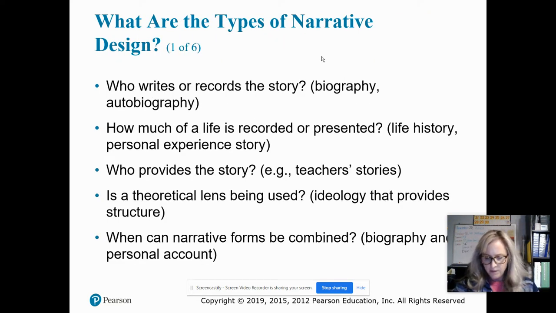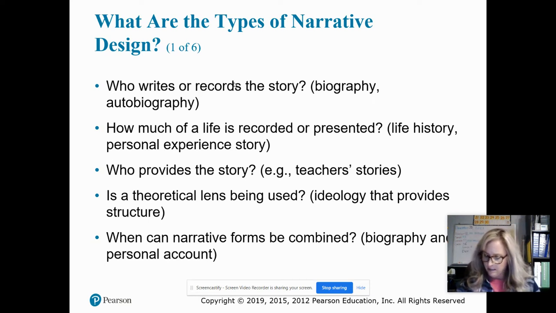Okay, so what are the types of narrative design? Figure 15.1 shows you the types of narrative design, and that's on page 515. It gives you a list: autobiographies, biographies, life writing, personal narratives. There's a ton of different types of designs that you could do.